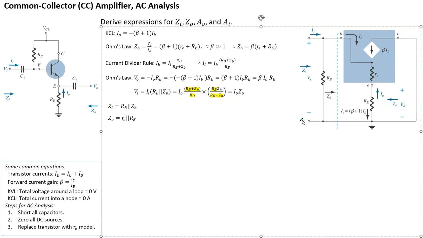So voltage gain AV is defined as VO, the output voltage, divided by VI, the input voltage. And we have an expression for both of those. So this is VO, all right, divided by VI, this is VI.